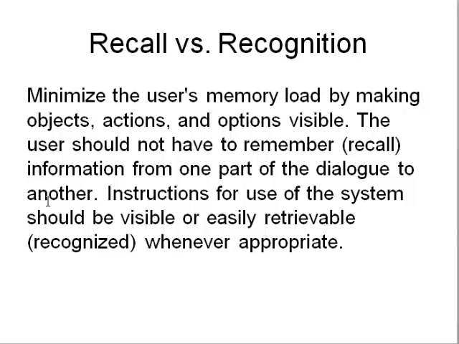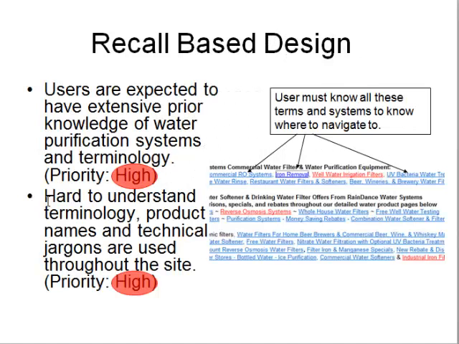User recall versus recognition is about minimizing the user's memory load or their prior knowledge about the product. It's very good not to rely on that. The user shouldn't have to remember information from one part of the screen to another. Instructions for use of the system should be really visible, easily retrievable, with more of an emphasis on recognizing something rather than remembering and recalling.